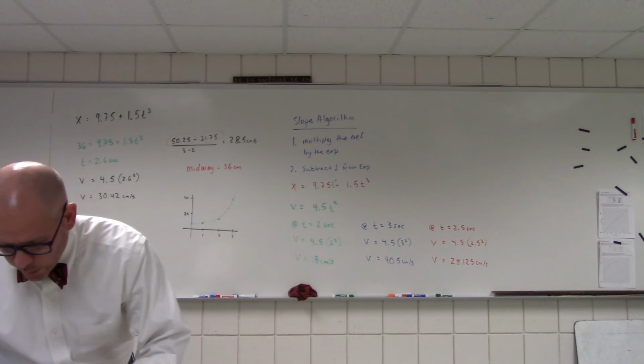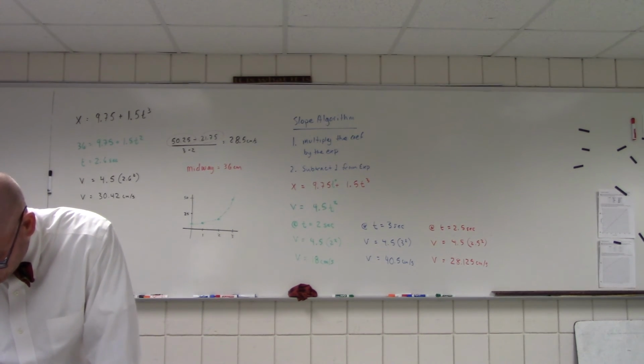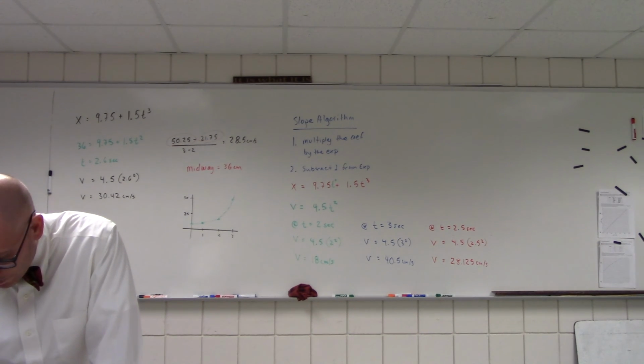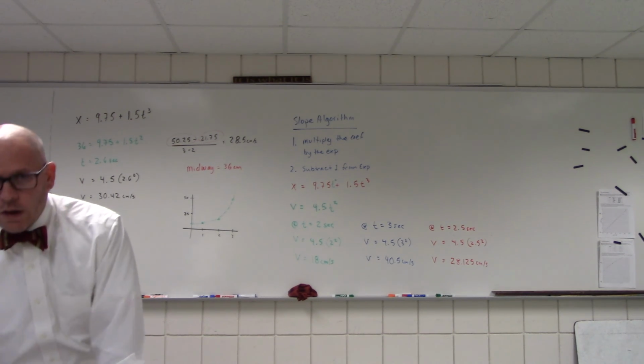Next problem I want you to do is 21. From time t equals 0 to t equals 5 minutes, a man stands still. Oh, I don't have time to do this one.